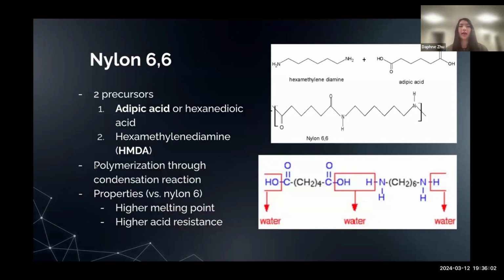So more on these two main types of nylon that we'll be focusing on. Nylon 6,6 has two precursors. The first is adipic acid, also known as hexadioic acid, and the second is hexamethylene diamine, or HMDA. And these two are polymerized through a condensation reaction that produces water, as shown. And some properties relative to nylon 6 are that it has a higher melting point and higher acid resistance.